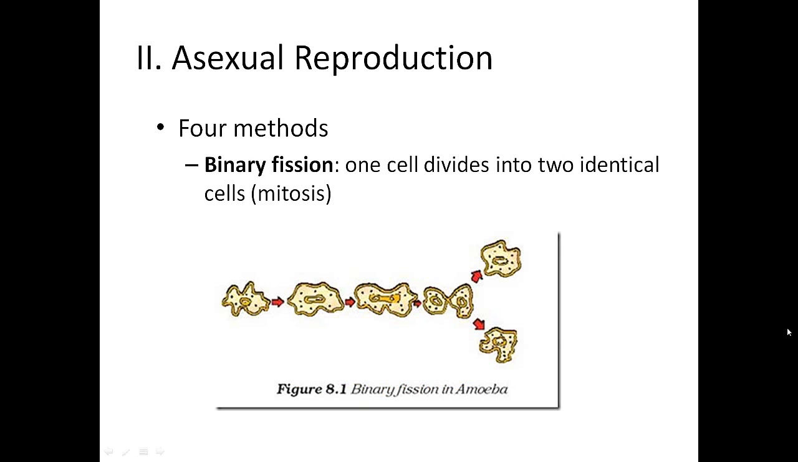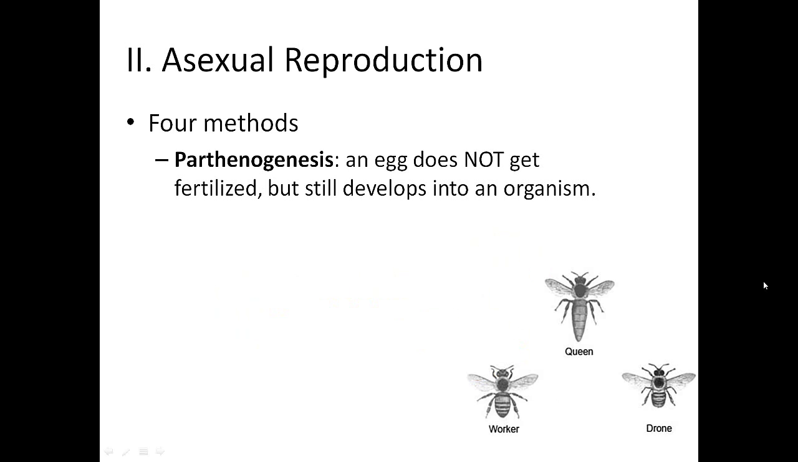The third method of asexual reproduction is called binary fission. This is basically mitosis. You see an amoeba below. The amoeba just divides into two, and each new half becomes an identical amoeba to what we started with. The fourth way is called parthenogenesis, and this one's kind of weird. It is along the lines of sexual reproduction in that you have a sperm and an egg. However, the egg doesn't get fertilized. A sperm never fertilizes it, and it still develops.